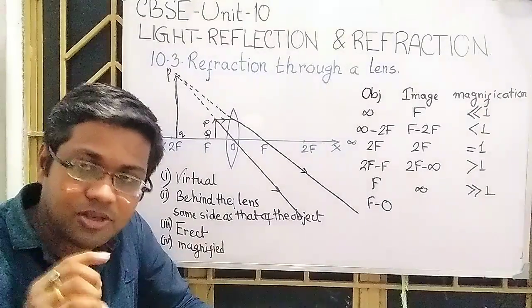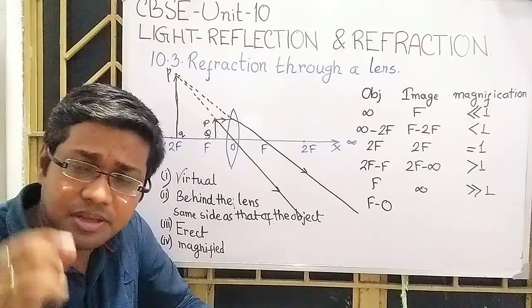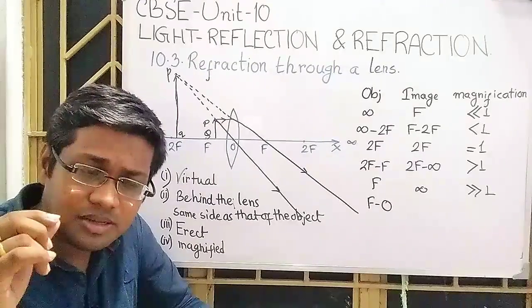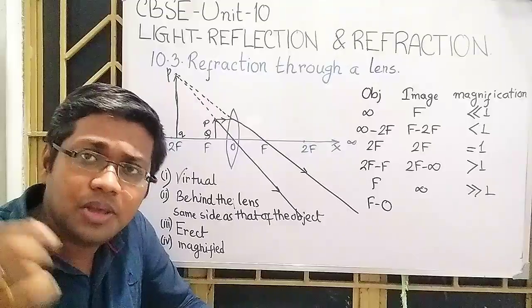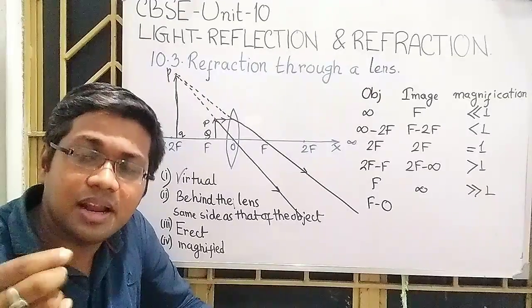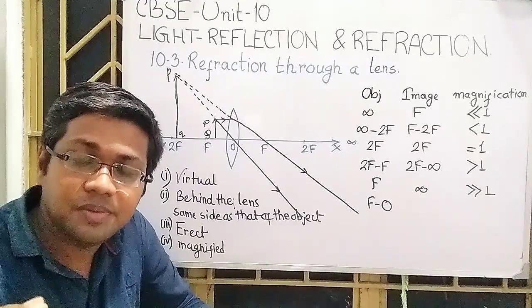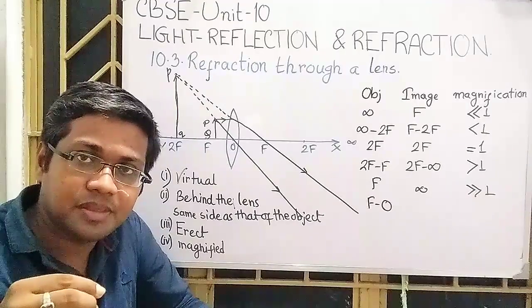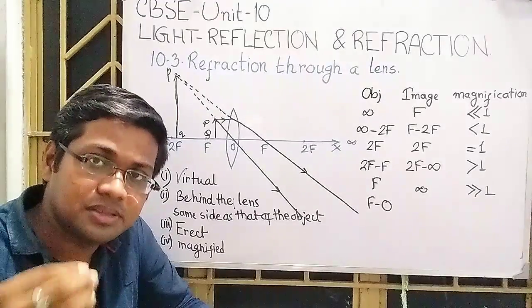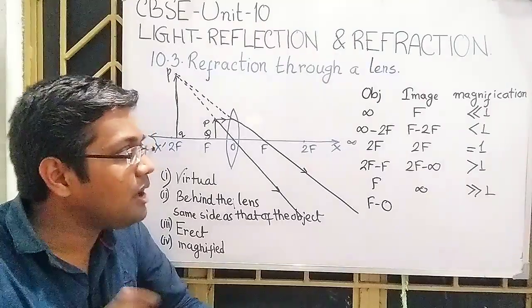If I place the object here, it is instructed to you to place the object here, where will you obtain the image? What are the characteristics of the image? What is the nature of the image? What is the position of the image? This way they will ask the questions. Sometimes it can be asked in a different way.